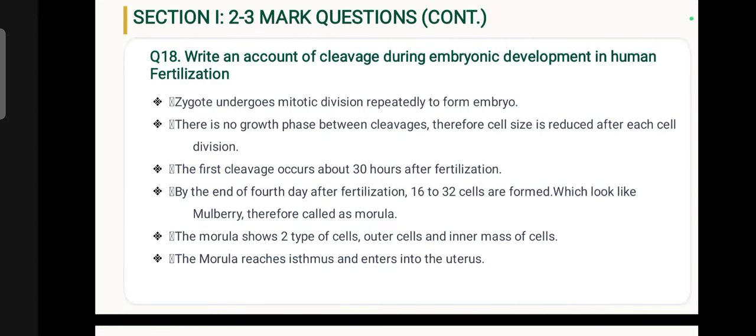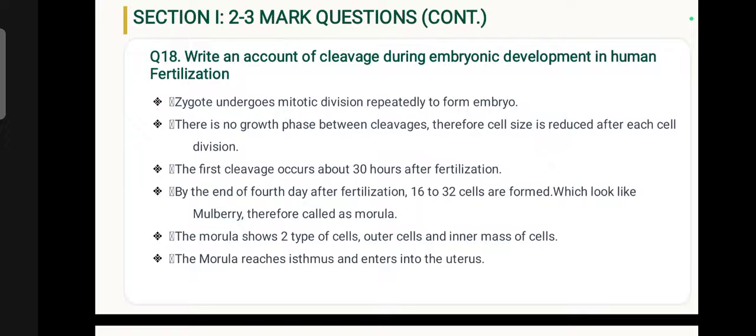Write a note on cleavage during embryonic development in human fertilization. The zygote undergoes mitotic division repeatedly to form an embryo. There is no growth phase between cleavages. Therefore, cell size is reduced after each division.